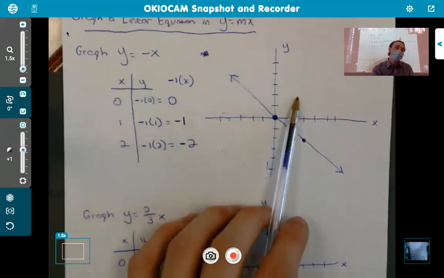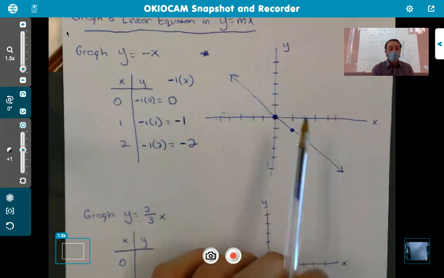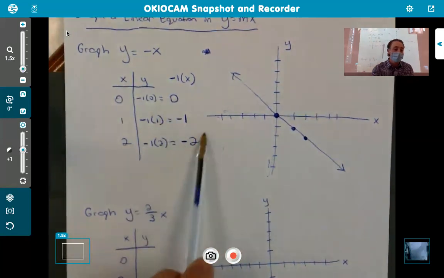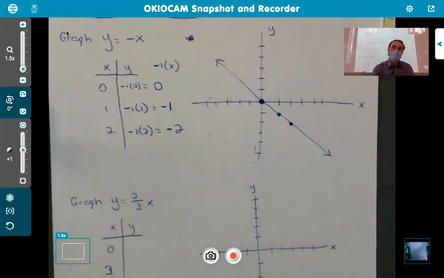Does that make sense to everybody? Same steps apply where I plug in values, I find out what my y is, and I plot those points, except now my points could be anywhere in my coordinate plane. All right. Any questions about that idea? Everybody good?